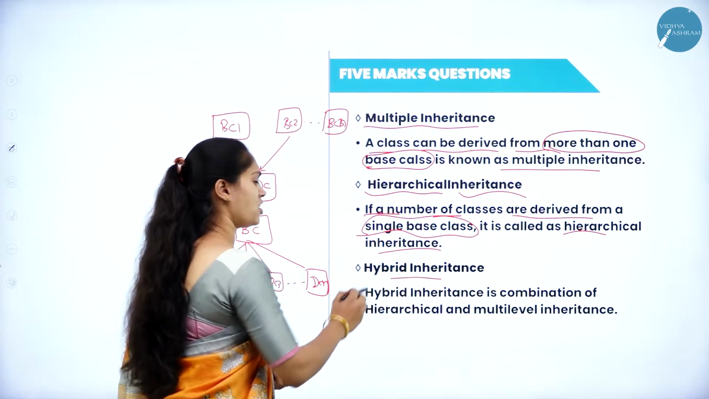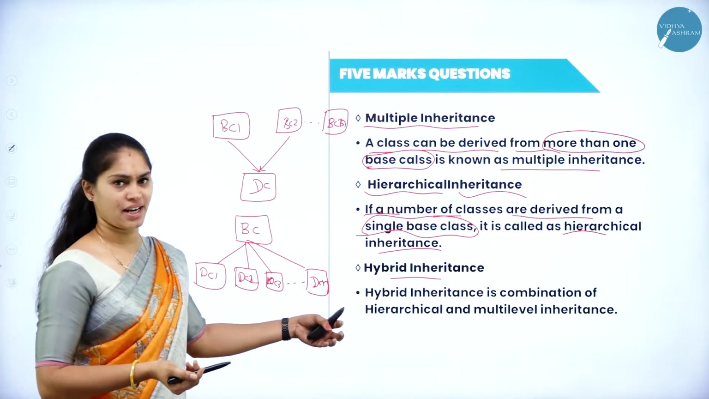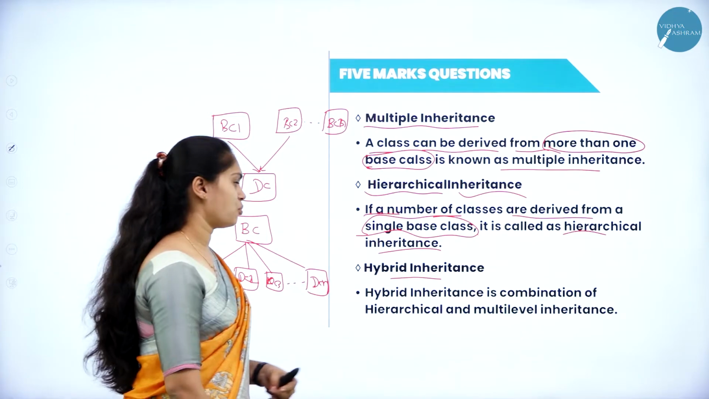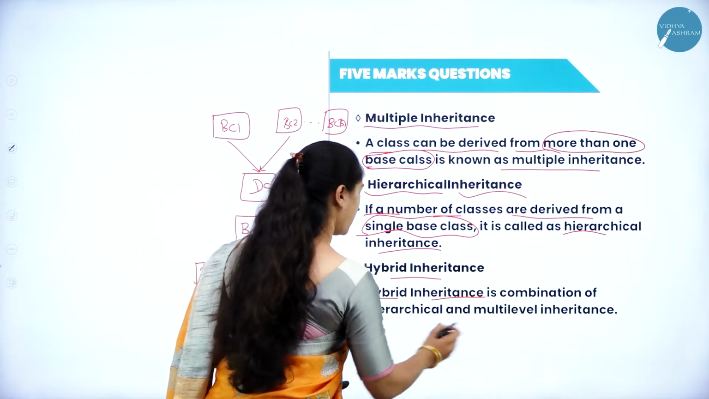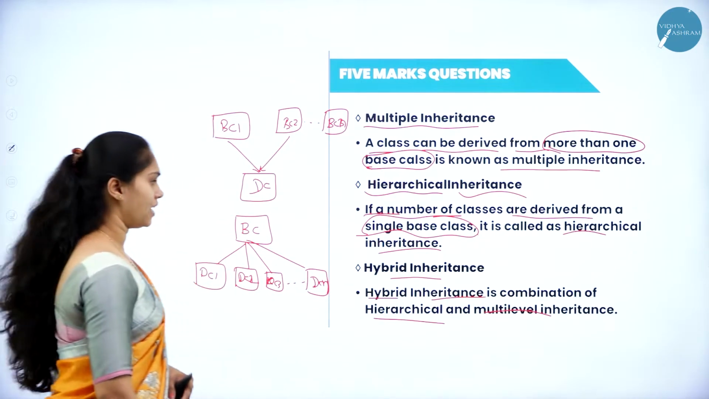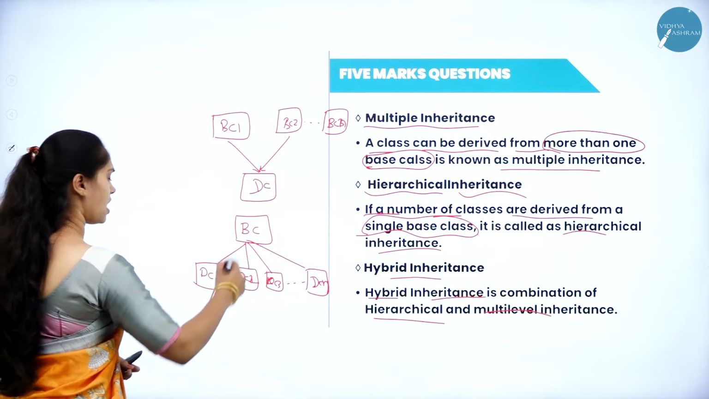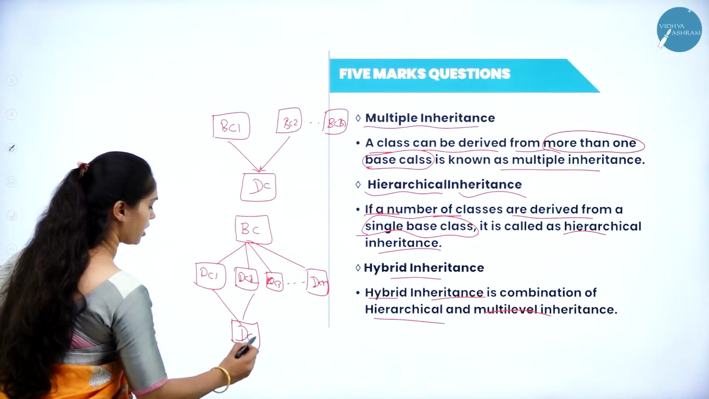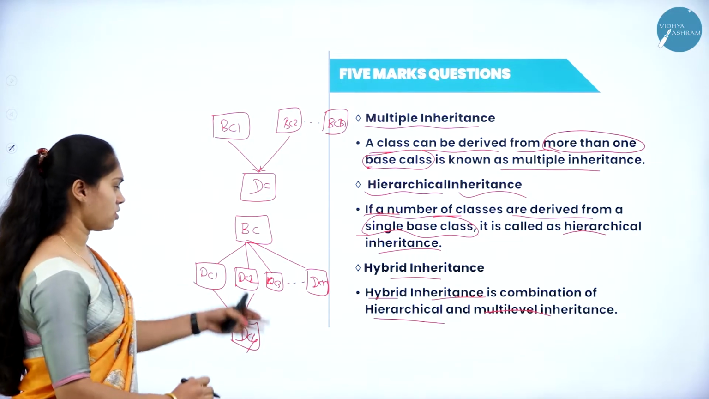Then what is hybrid? It will be a combination of any kind of inheritance. The rest of all four types can be combined together. Moreover, it will be a combination of hierarchical and multi-level. If I am creating this one, then it will be derived class 4, let me consider. So this is the hybrid.